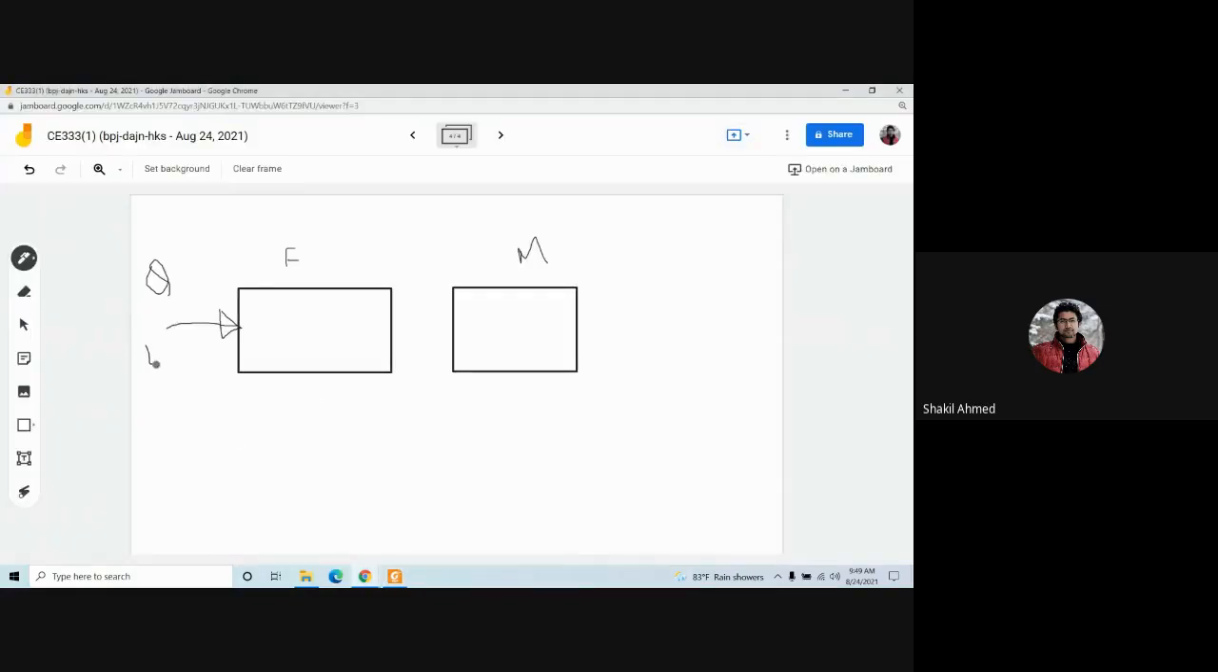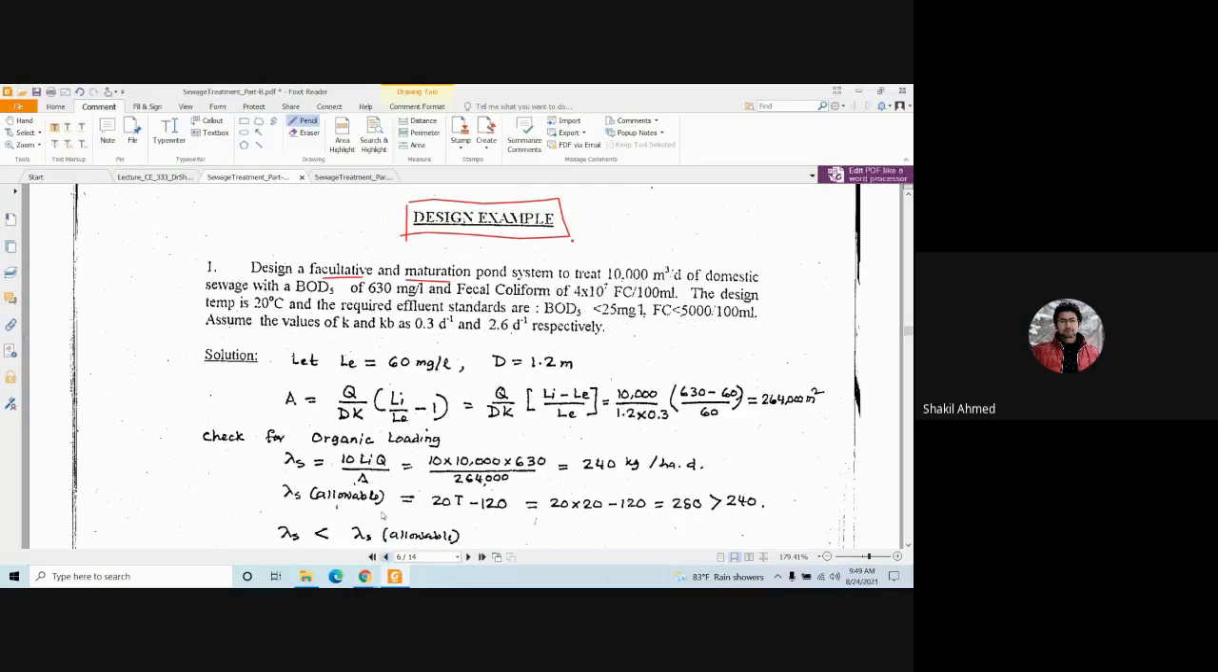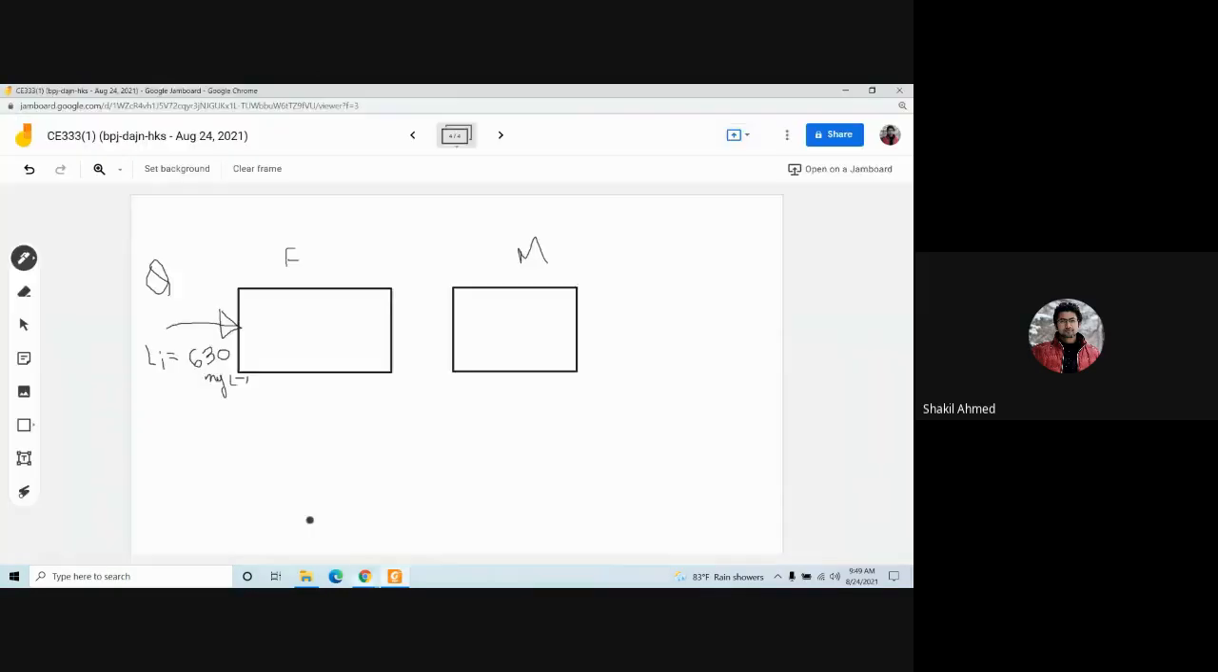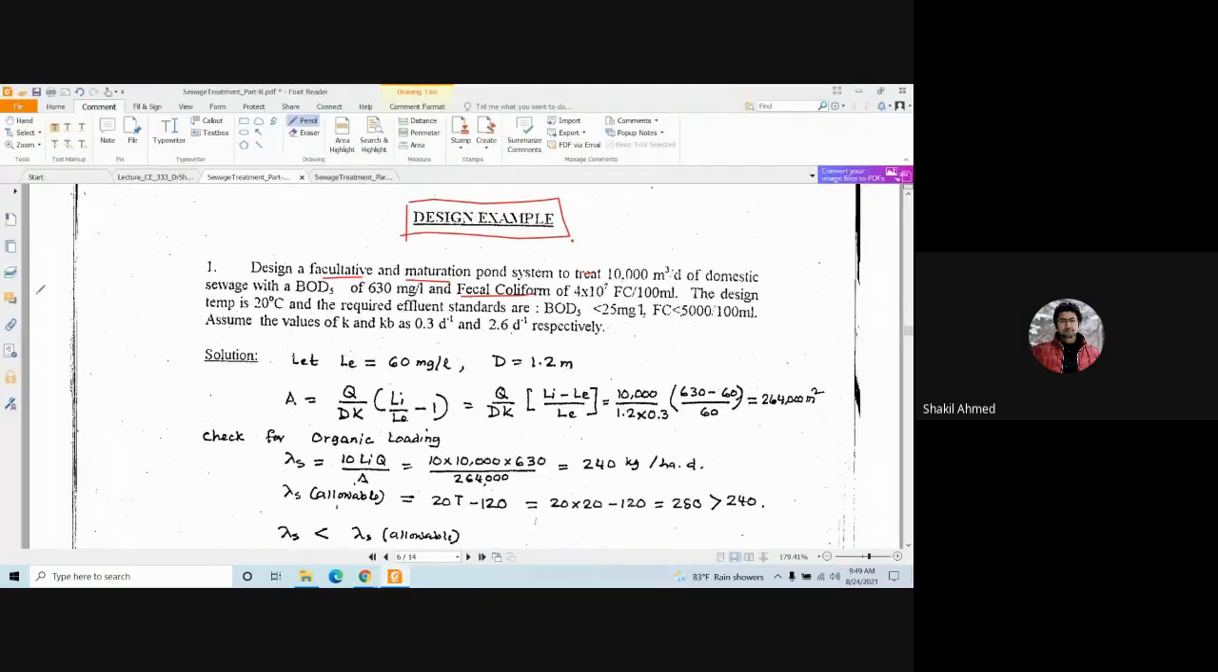10,000 meter cube per day of domestic sewage with a BOD5 of 630 milligram per liter. So this Li equals 630 milligram per liter. And fecal coliform of 4 into 10 to the power 7. That means this is Ni, 4 into 10 to the power 7. The design temperature is 20 degrees Celsius.